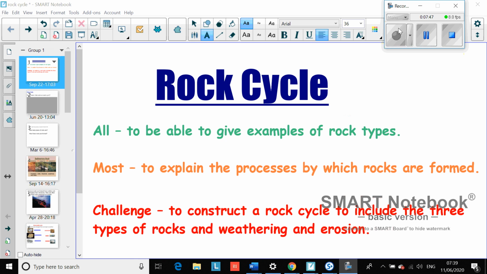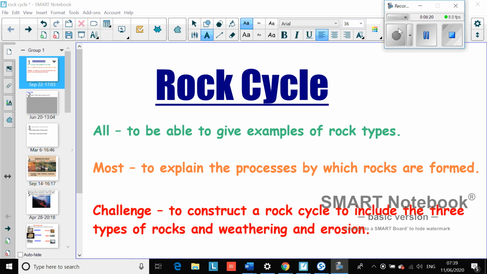Okay, welcome back. So, the second half of the lesson is going to be focused on something called the rock cycle. Now, what this basically tells us is how we go from one rock type to another, and back again. So all of you should be able to give examples of types of rock. Most of you explain the process by which rocks are formed, and try to construct a rock cycle to include three types of rock: weathering and erosion.